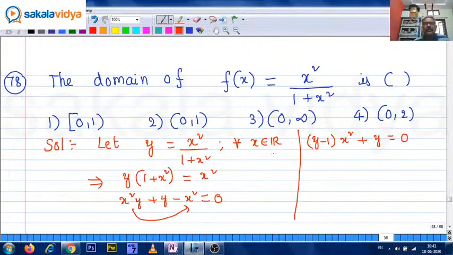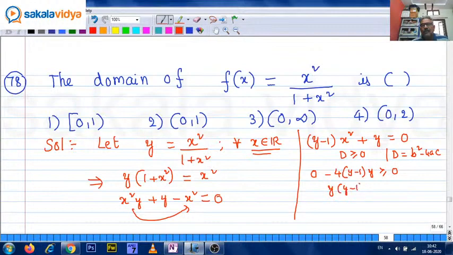So x is real. X is real means its discriminant is greater than or equal to 0. Discriminant D value b square minus 4ac. B, x coefficient is absent, 0, minus 4 into y minus 1, a is y minus 1, c is y, greater than or equal to 0. So divide by minus 4, we get y into y minus 1 less than or equal to 0.